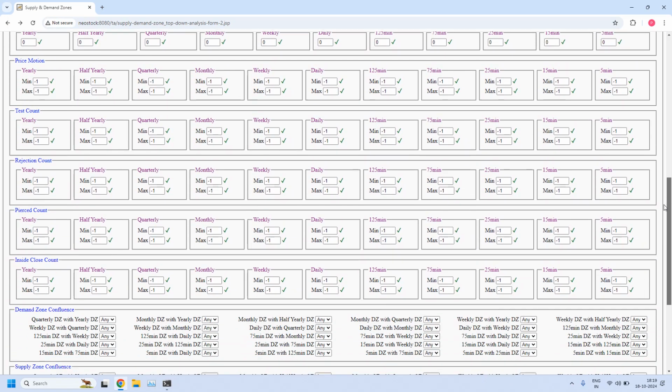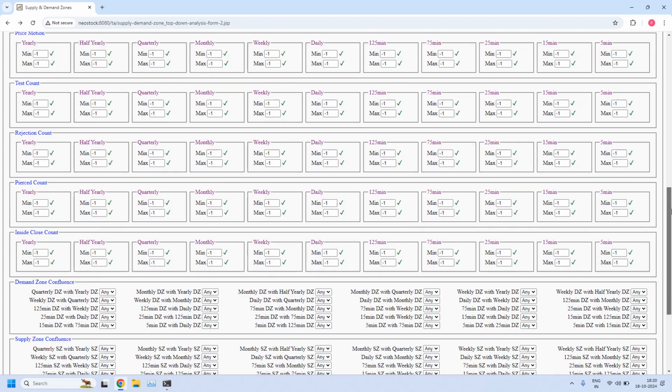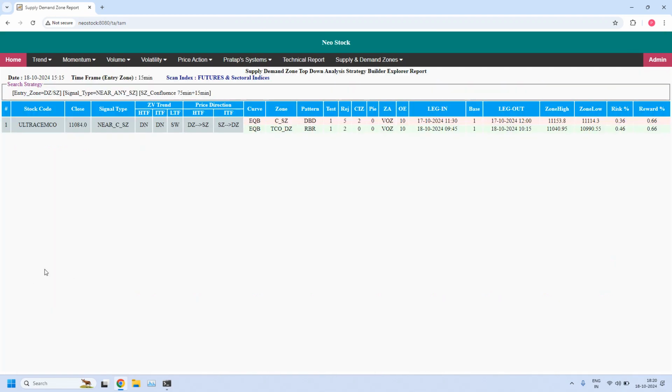So in the supply zone confluence, I am enabling the filter 15 minute supply zone with 75 minute supply zone confluence. Filter is enabled. Let's verify. Only 1 stock is having ITF confluence.